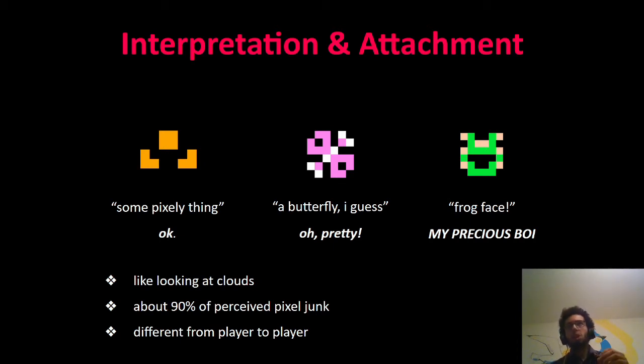Approximately 90% of the things you see is junk. It has no perceived meaning whatsoever to any player. But in the last 10%, you can actually see things that appeal to you. And the more you can recognize them, the more you are attached to them. For instance, I'm a pretty big fan of this frog face myself. It's round, it's lovable, it's precious to me. And these notions, they are very different from player to player.